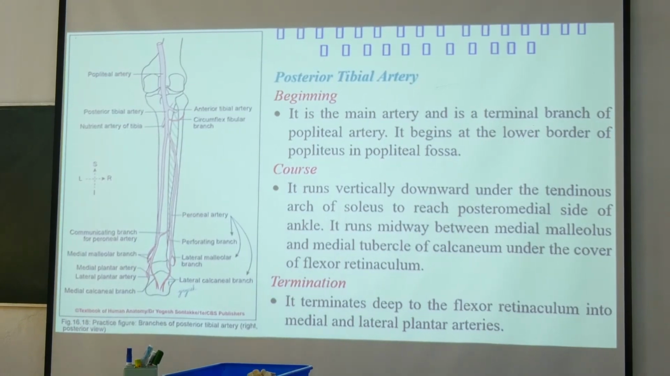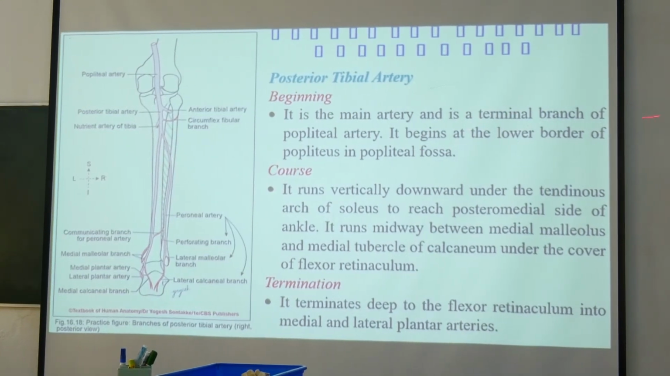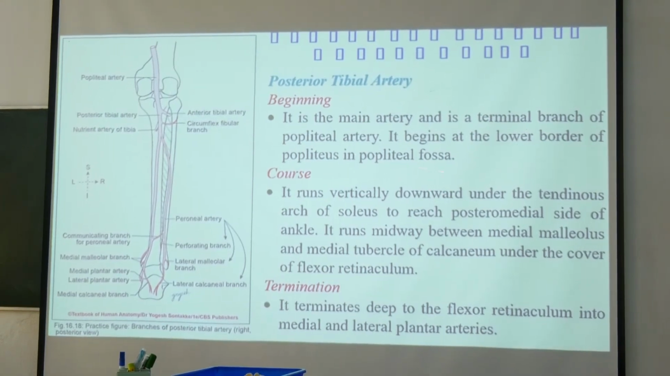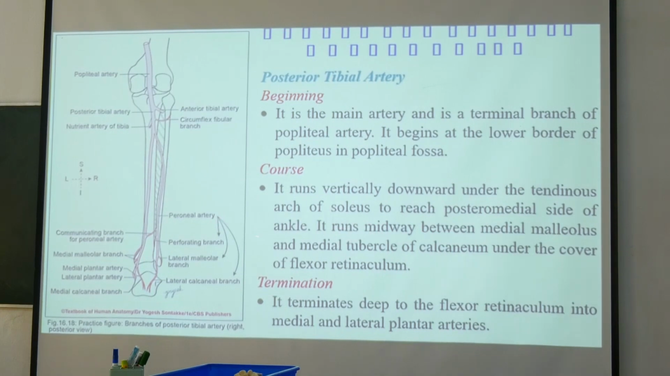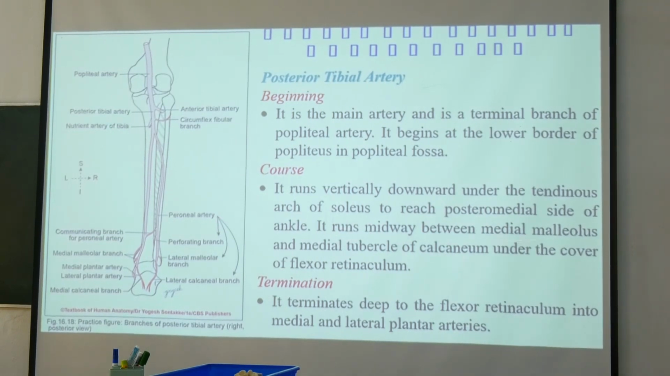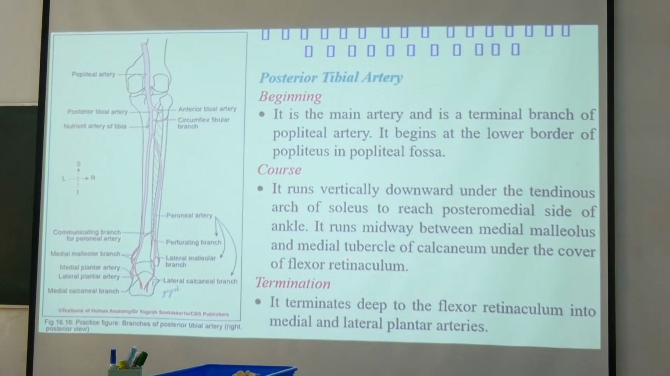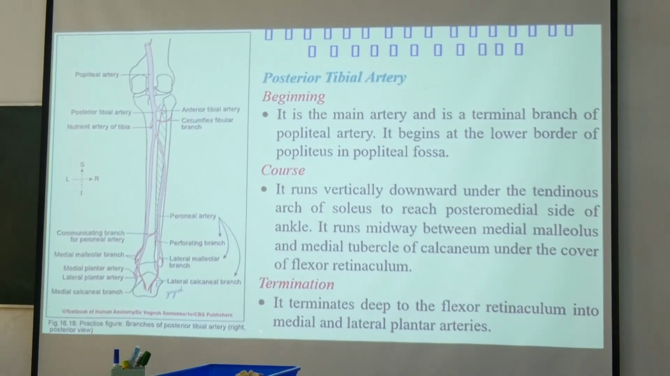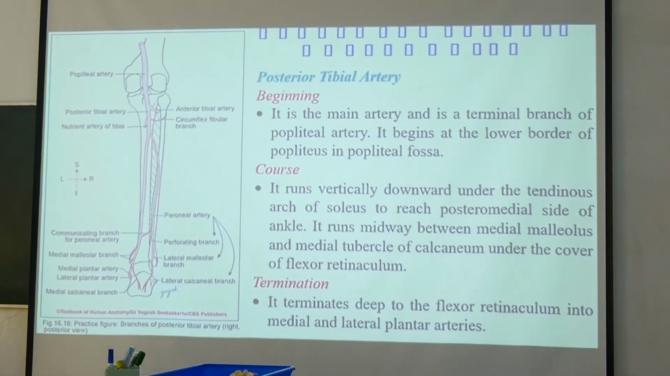Okay, so we have completed muscles. So the posterior tibial artery, the main artery, a terminal branch of the popliteal artery, begins at the lower border of popliteus in the popliteal fossa, runs vertically downward under the tendinous arch of soleus to reach the posterior medial side of the ankle, runs midway between the medial malleolus and medial tubercle of calcaneum under cover of flexor retinaculum, terminates deep to the flexor retinaculum and divides into medial and lateral plantar arteries. Okay, this is the posterior tibial artery.